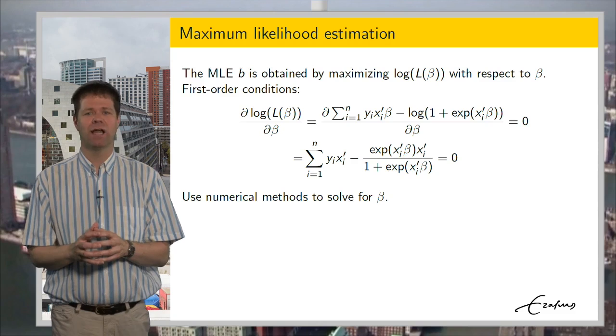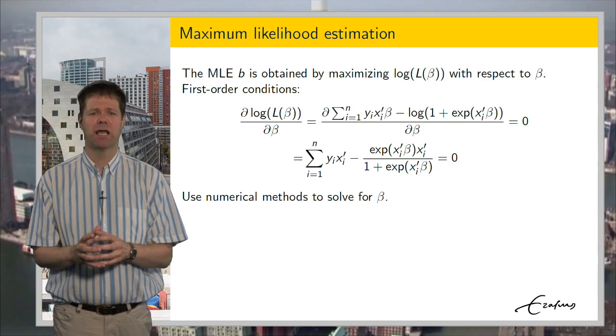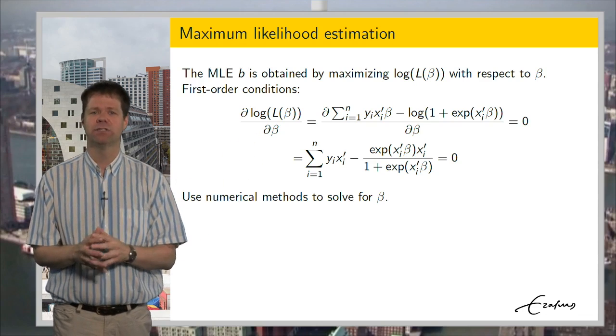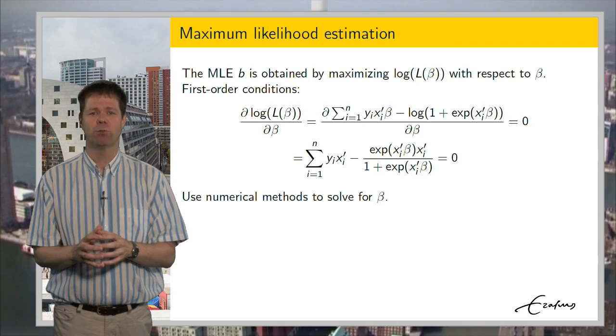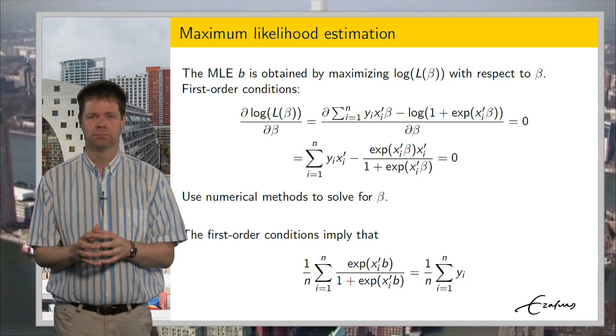To maximize the log likelihood function, we consider the first order condition. For this, we need the derivative of the log likelihood function with respect to beta. This first derivative can be computed using the chain rule. You can see that the first order conditions are nonlinear in the parameter beta. It turns out to be impossible to derive a nice formula for beta that solves this equation. In practice, computer packages will do this for you using numerical methods. The solution is the maximum likelihood estimator b.